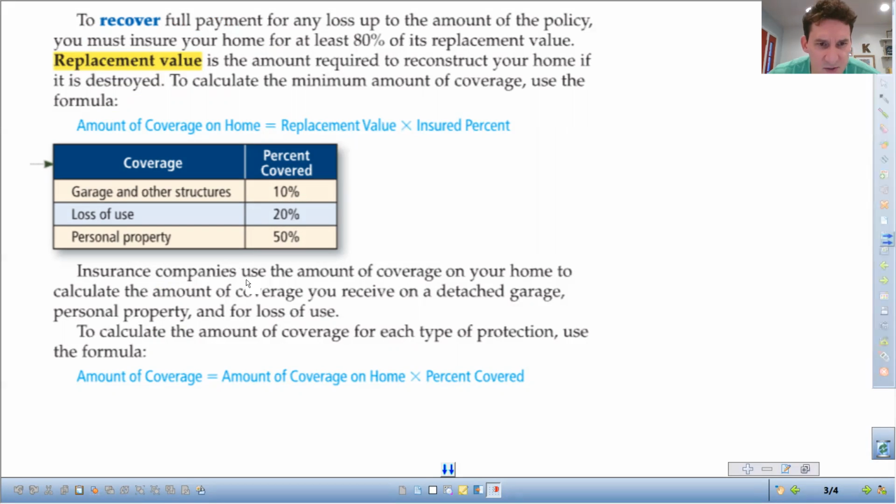Insurance companies use the amount of coverage on your home to calculate the amount of coverage you receive on a detached garage, personal property, loss of use, that sort of thing. Let's look at an example here.